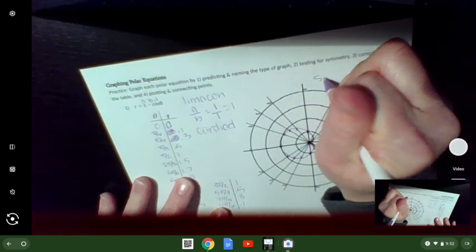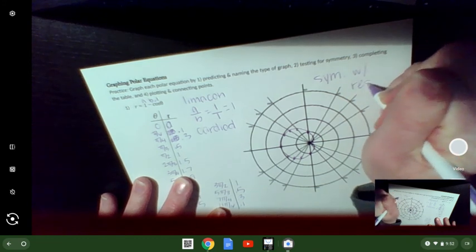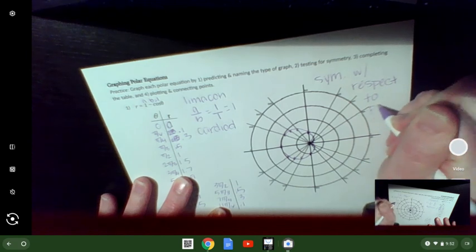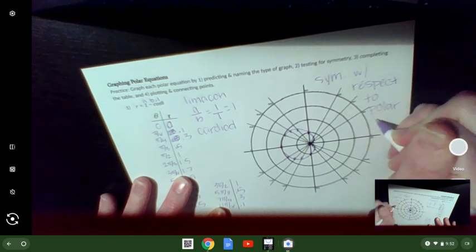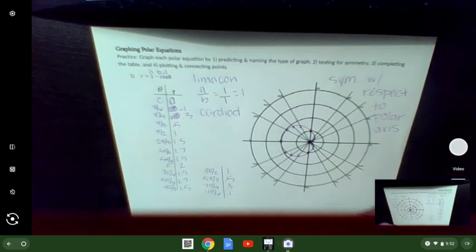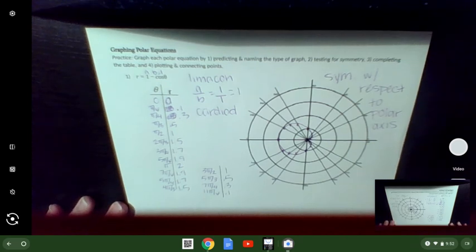But again, symmetry with respect to the polar axis. But again, unless you go on to watch these optional notes next week, you won't know how to predict that symmetry. So we can identify it after the fact, but we won't be able to identify it pre-graphing.